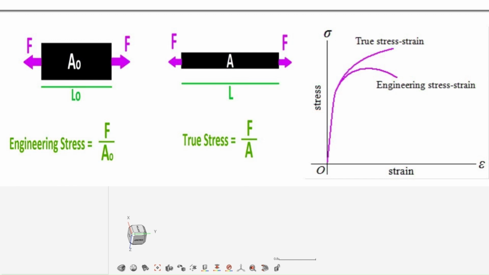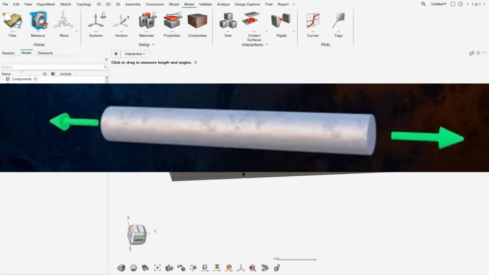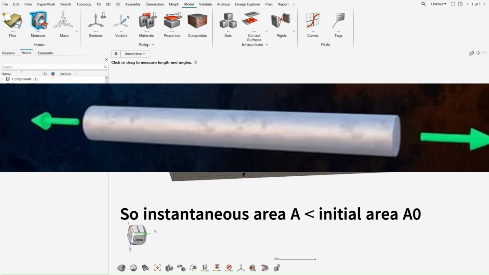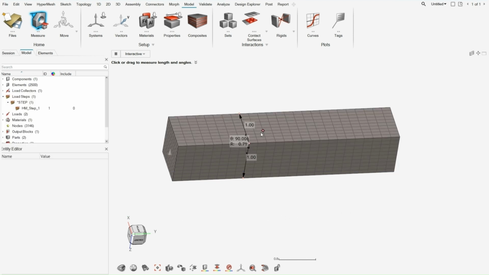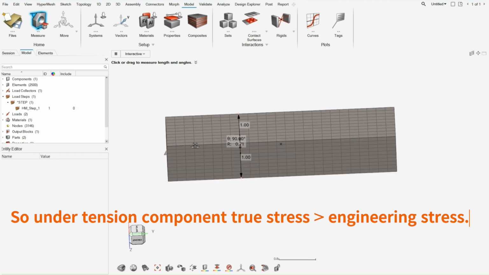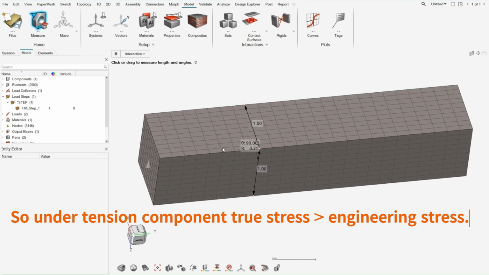As this bar goes through elongation, its area is going to reduce due to the Poisson's ratio effect, and that is why, whenever any component is in tension, its true stress is always going to be greater than its engineering stress.